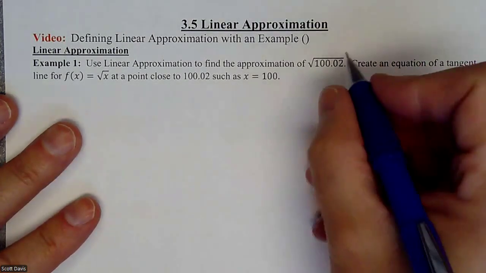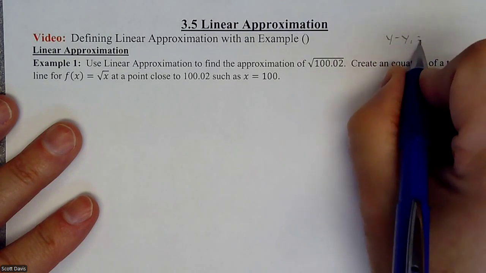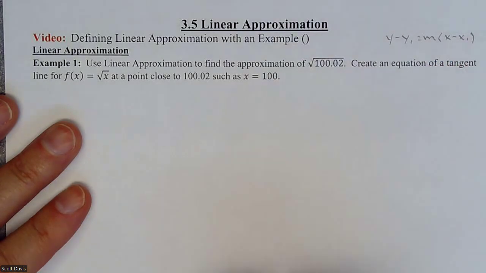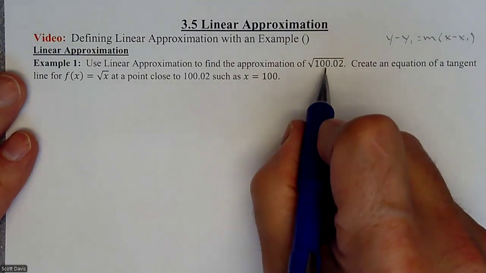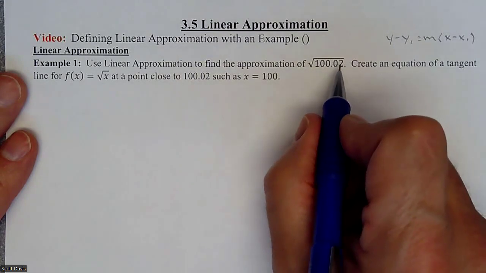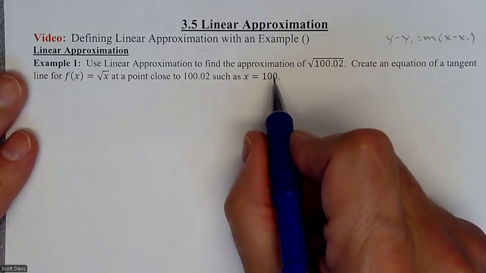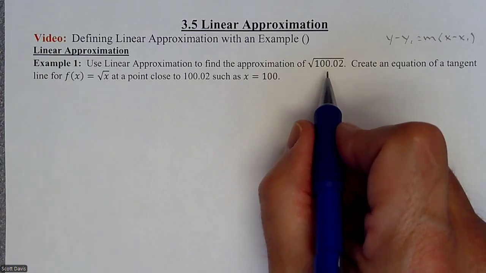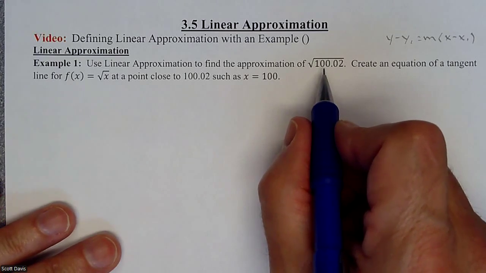So with linear approximation, we are going to be creating a tangent line to help our cause. Here's the idea. We're looking to do an approximation of the square root of 100.2. I know that it's going to be really close to approximately the square root of 100, but it's not going to be the square root of 100. I know the square root of 100 is 10. It's going to be close to it, but how do we get the decimal part of this?